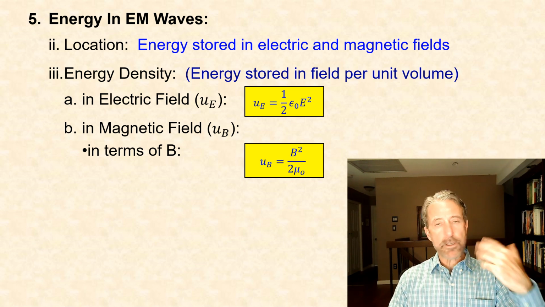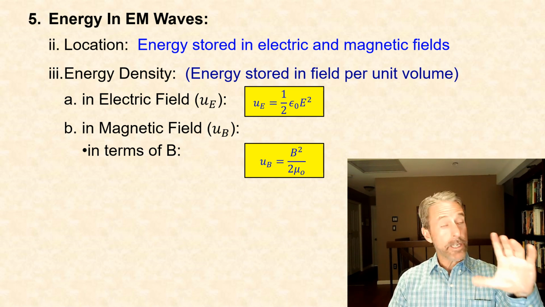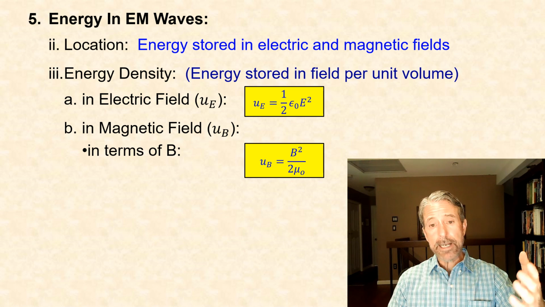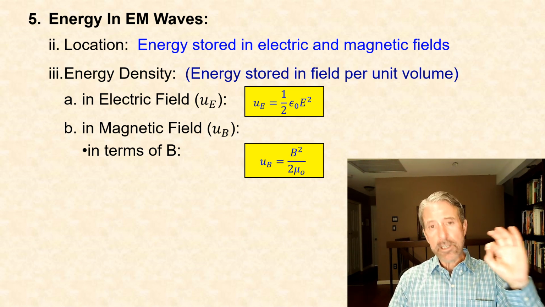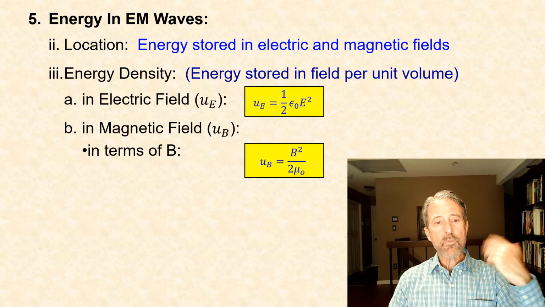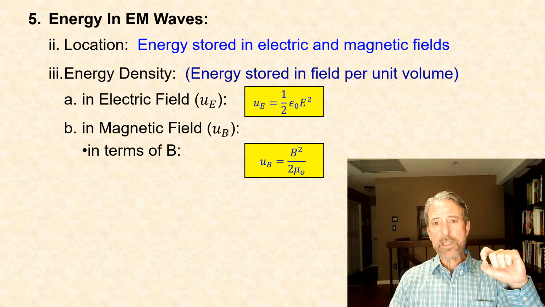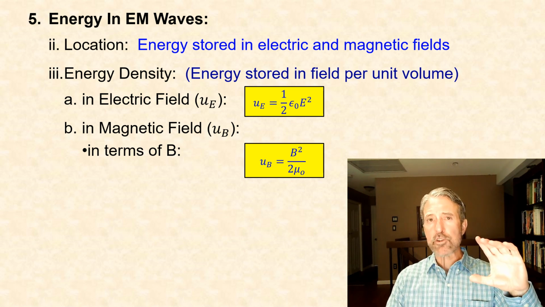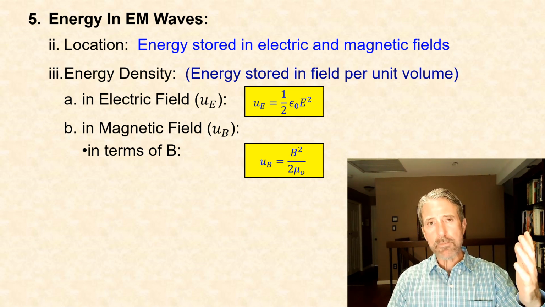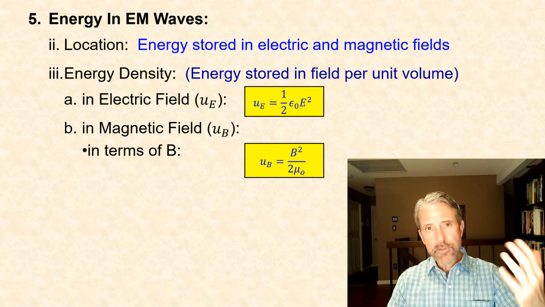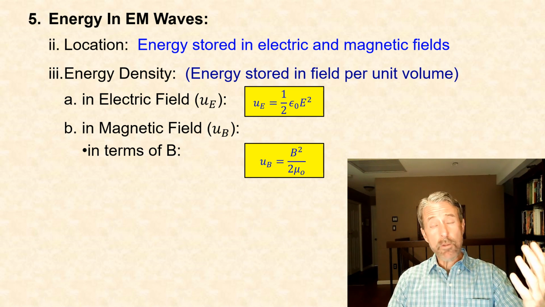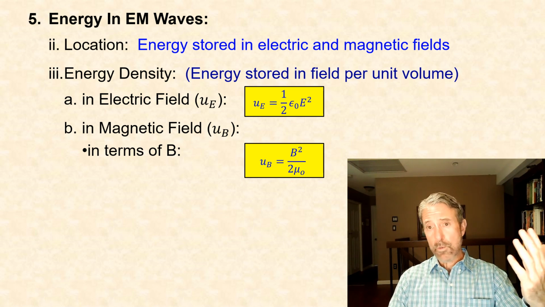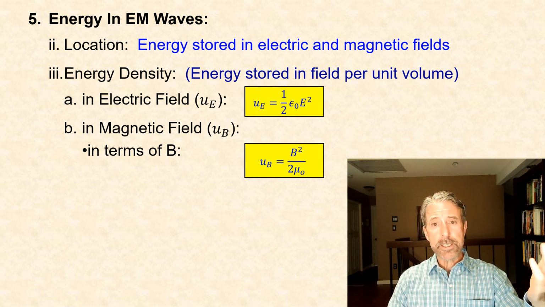So we see here that regardless of whether we're talking about the energy stored in the electric field or the magnetic field, the energy density stored for each field goes like the square of the field. So what we now want to do is to determine how much of the total energy transported by an electromagnetic wave is stored in each field. In other words, does each field store an equal amount of energy? Or does one field store more energy than the other?